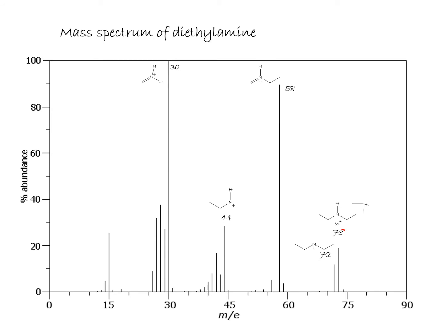Here is a molecular ion at 73, elimination of one H showing very well, no problem. Elimination of CH3 at 58, elimination of ethyl shows a peak at 44, and a peak at 30, which we explained the formation of in the previous slide.